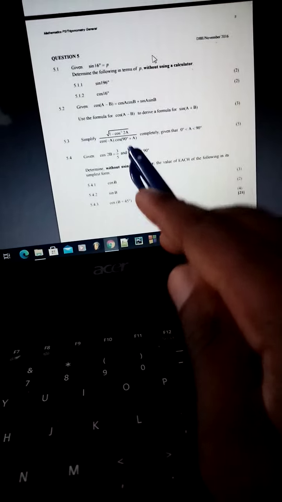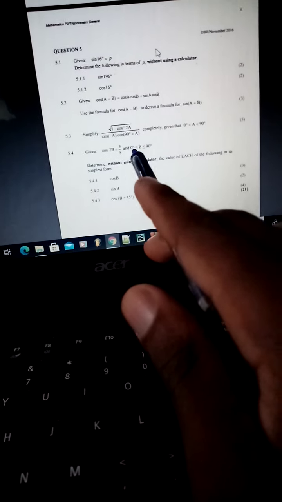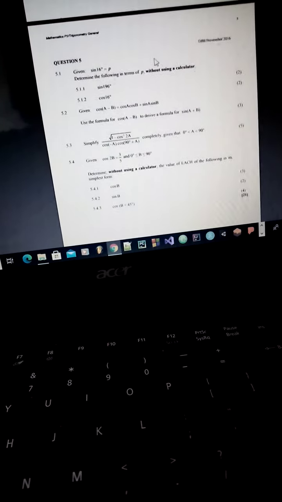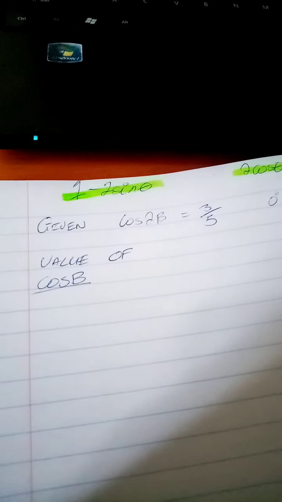Now you're looking at 5.4. At 5.4, it says given cos 2b equals 3 over 5 within this quadrant right here from 0 to 90 degrees. So this right here is the question. Given this, how do we solve this one? We have to remember the cos 2 theta identity. What is the value of cos b as it is stated for 5.4.1?